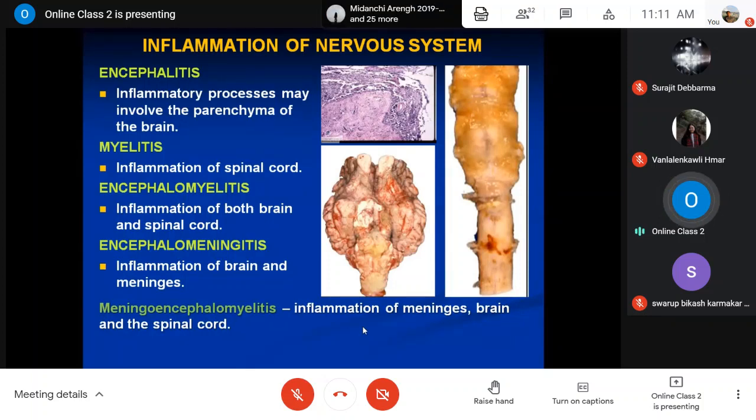Then next is encephalomeningitis, that means inflammation of the brain as well as the meninges, the covering layer of the brain. If the brain and the meninges are inflamed together, it is encephalomeningitis. And one more, a little bit complicated combined terminology, meningoencephalomyelitis. That means if the inflammation involves the meninges, the brain, as well as the spinal cord altogether, then it is known as meningoencephalomyelitis.